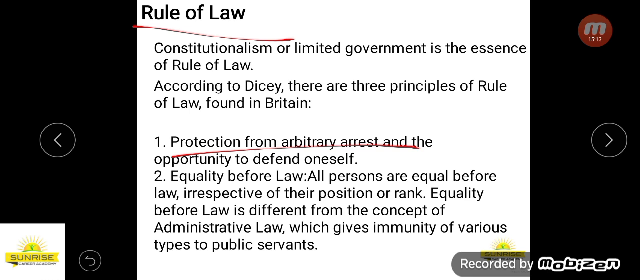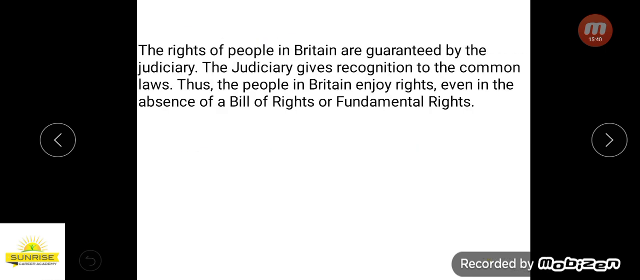Okay, it has been seen that the rule of law isn't practiced in reality. Several reasons are attributed for it. And what are the reasons? The reasons are the growth of administrative law, the growth of delegated legislation, and internal and external emergencies. Okay, so these are some of the reasons. So this is the difference between the Indian Constitution and the British Constitution.